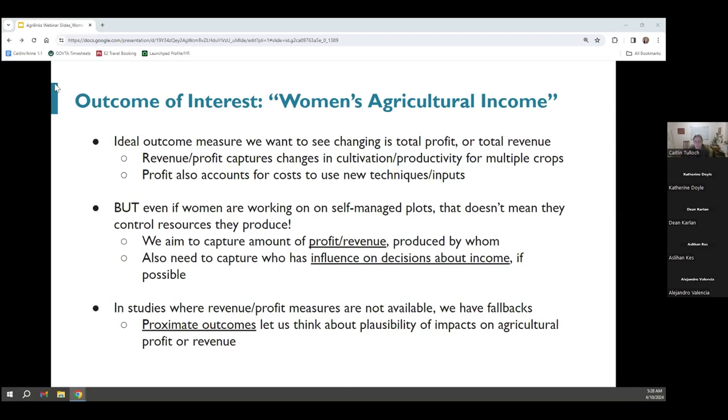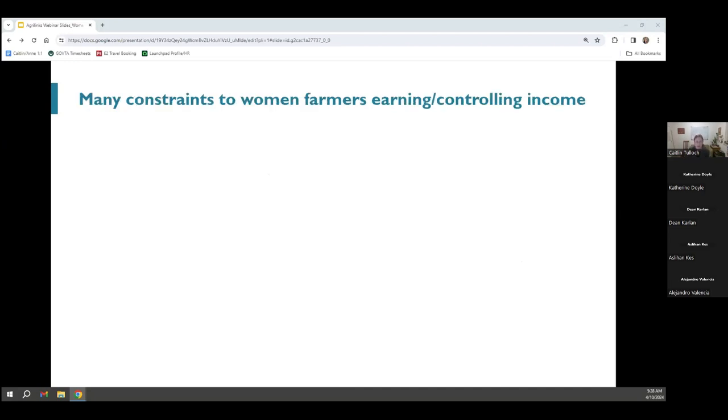So for the rest of this presentation, when I'm talking about effectiveness and effects, this is what I'm really referring to: profits or net revenue of women farmers, as well as a measure of influence on decisions about that income for women in women-headed or joint households.